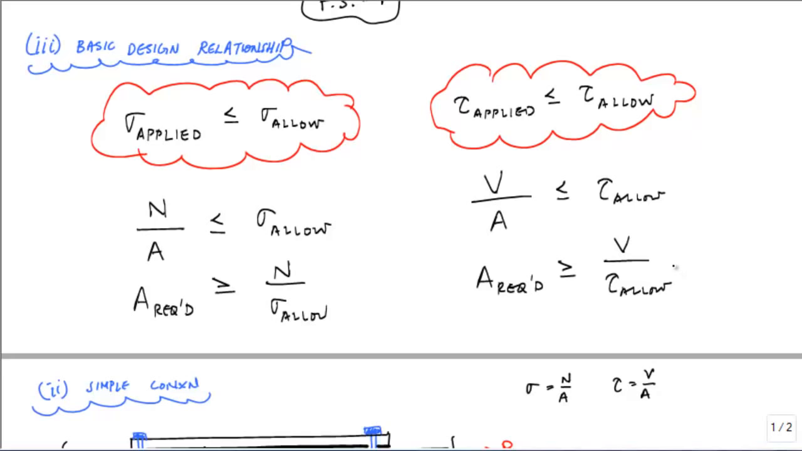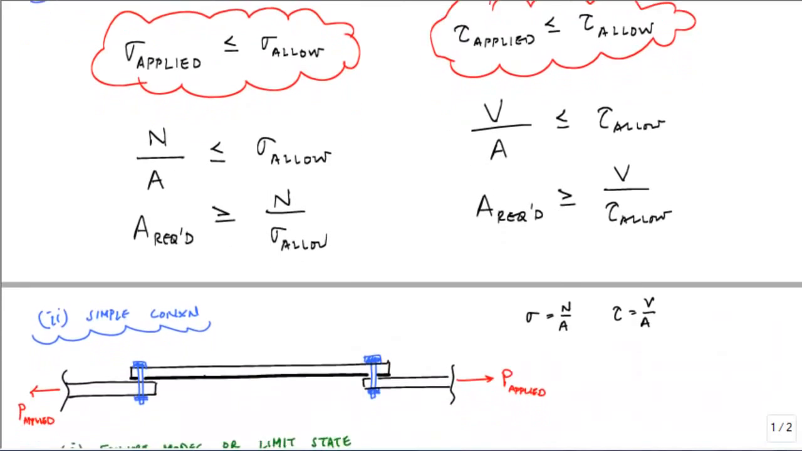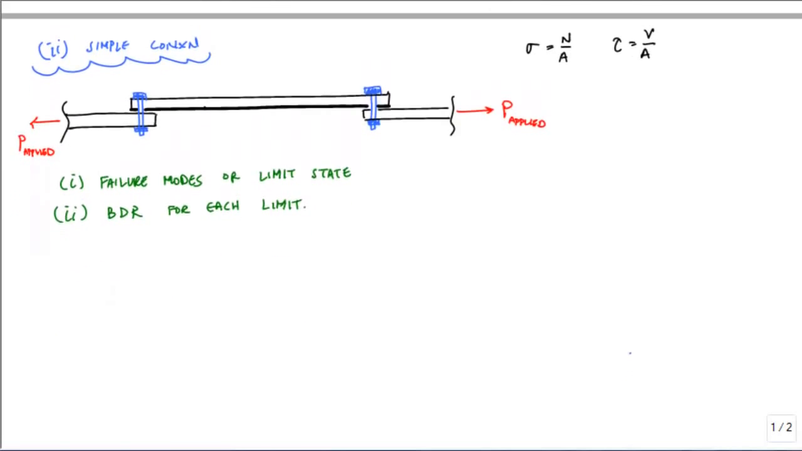So if we're designing a bolt and we're considering the shear failure of that bolt, it's going to tell us how much area of a bolt we need. And when we design, we can choose the appropriate diameter of the bolt. So let's, in that regard, take a look at a simple connection here. So I drew out a simple connection for us here.